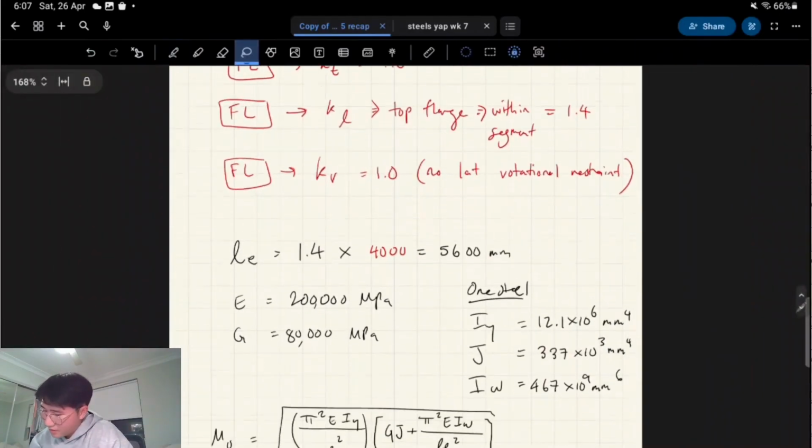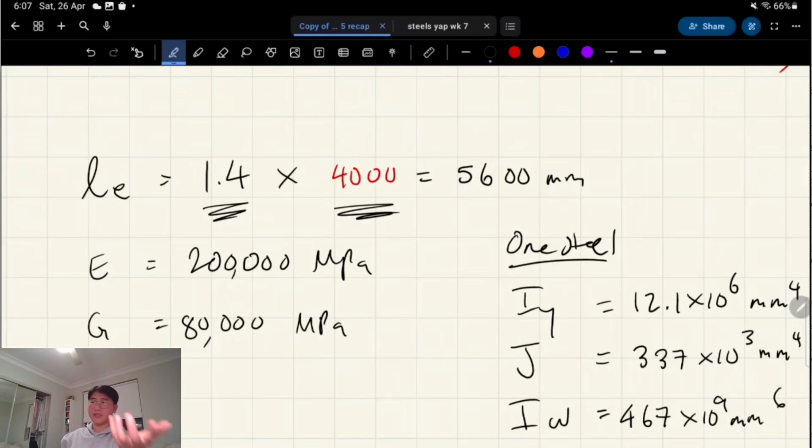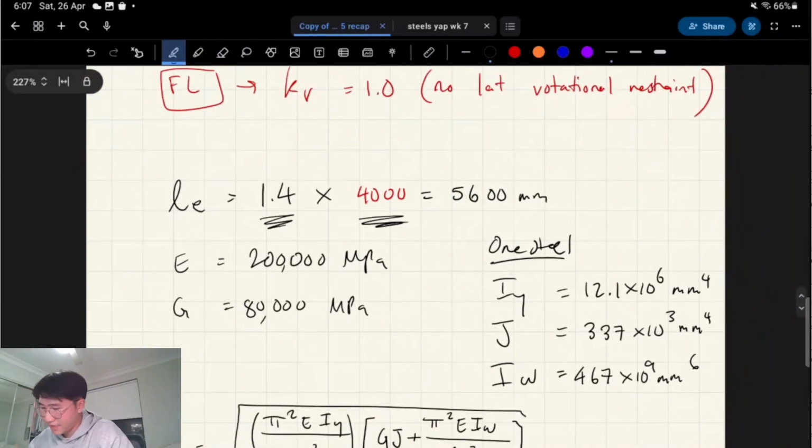Yeah, cool. Now we're ready to move on. So essentially we've multiplied our effective length by 1.4, which is significant, right? That's the top flange loading factor. Instead of 4 meters, we're considering 5.6 meters. That's a sizable increase, right? In terms of like the longer your effective length, the more susceptible your beam is to lateral torsional buckling, right?